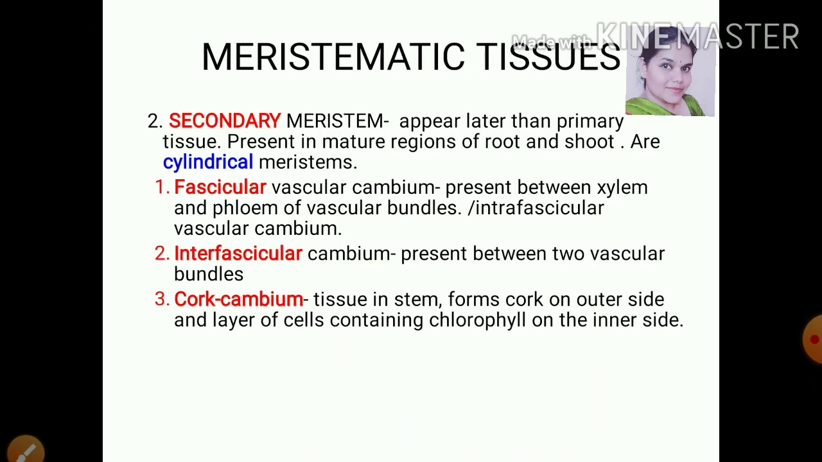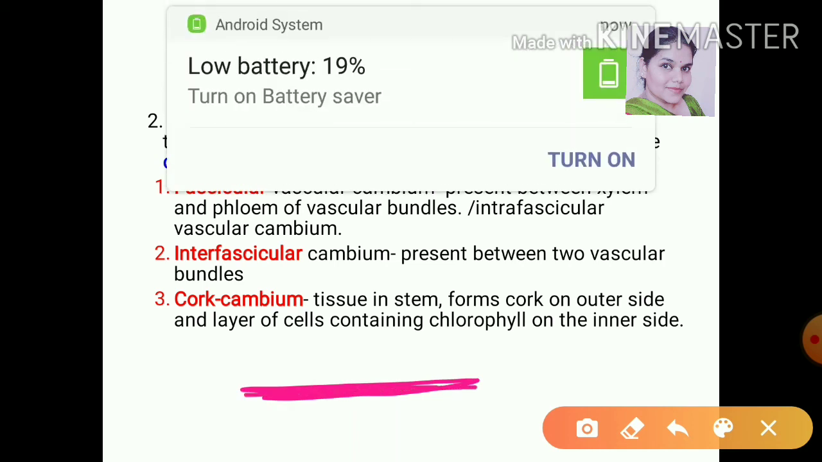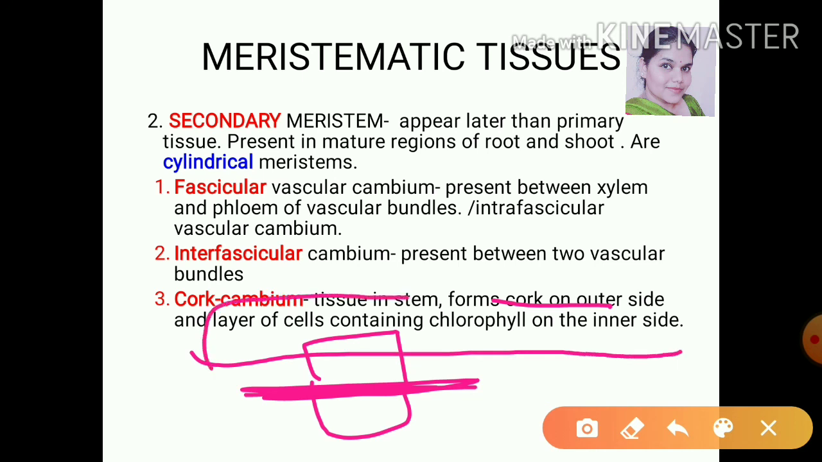Now the last one is cork cambium. As you have already seen cork, this cork cambium is a tissue present in the stem. It helps in the formation of cork. This cambium divides, let us say this is the cambium, and forms cells on both sides, inner side as well as outer side. On the outer side it forms cork, and on the inner side it forms a layer of cells containing chlorophyll.